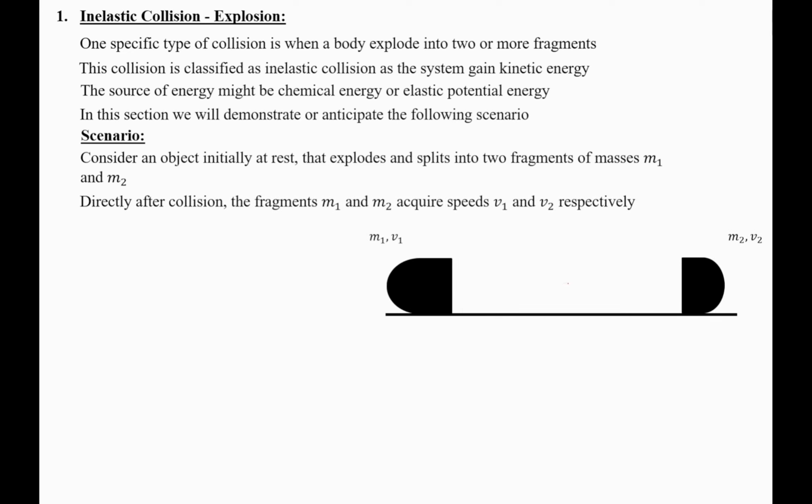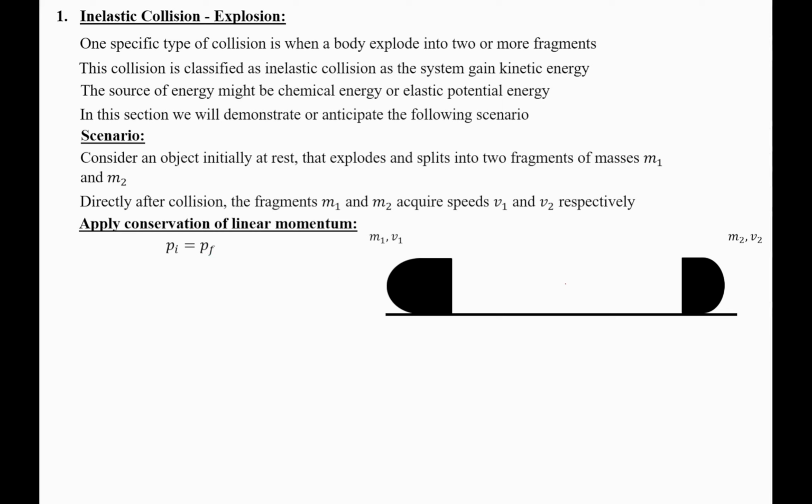Directly after the collision, the fragments m1 and m2 acquire speeds v1 and v2 respectively. Then the speed v1 is to the left and the speed v2 is to the right. We can apply the conservation of linear momentum if we consider our system to be isolated. Then P initial is equal to P final.